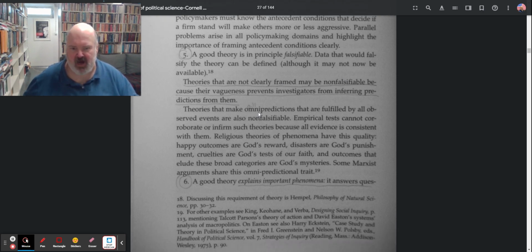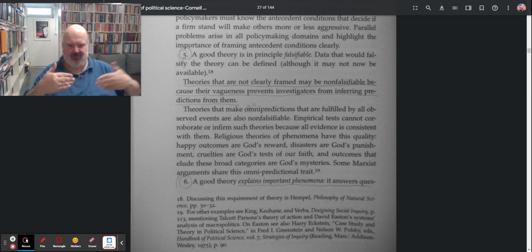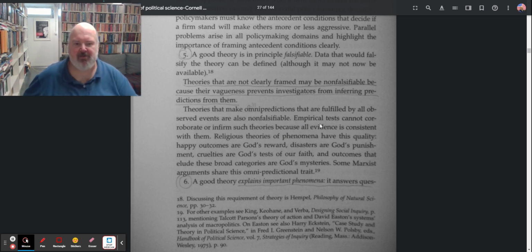Theories that make omni predictions, multiple, many predictions that are fulfilled by all observed events, are not falsifiable. So a theory that explains everything, this, and this, and this, is not falsifiable, right? Empirical tests cannot corroborate or affirm such theories because all evidence is consistent with them.